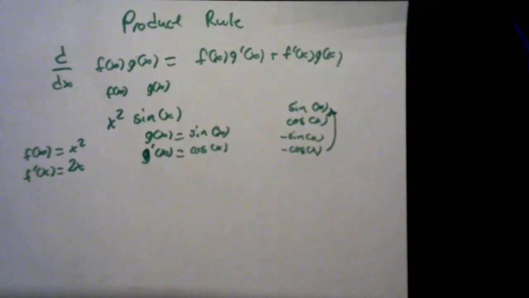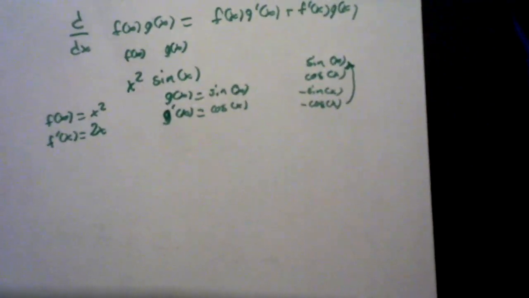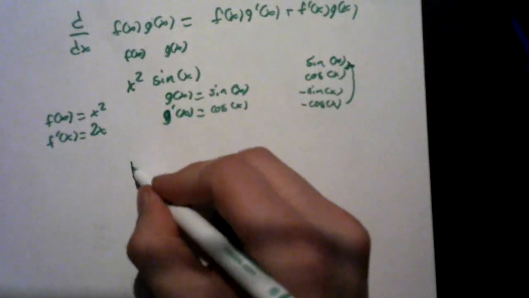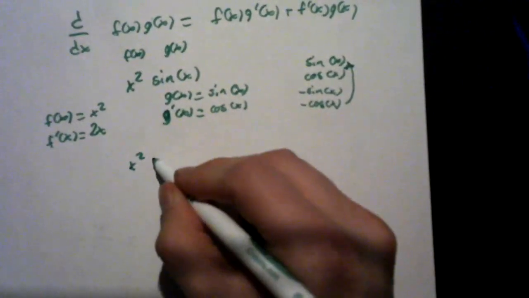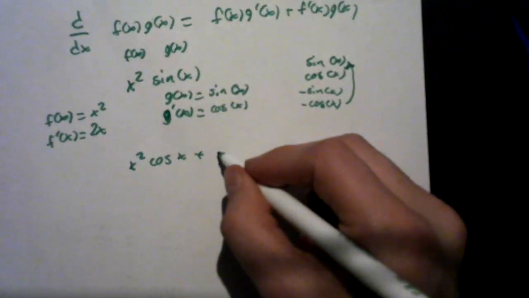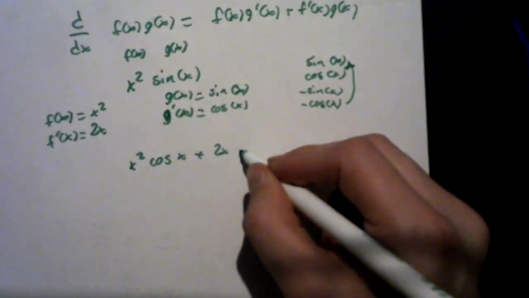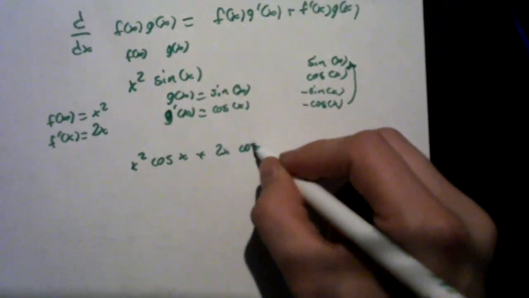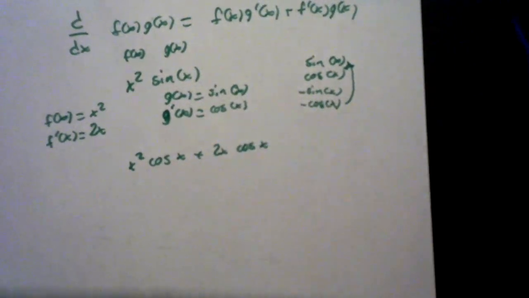Now all we have to do is plug it in, and so we have x squared times cosine of x plus 2x times sine x. And that's an acceptable answer.